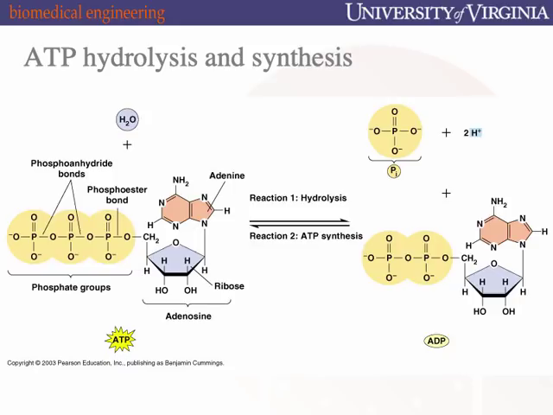ATP, adenosine triphosphate, is the fundamental energy currency of both prokaryotes and eukaryotes. All of the other nucleoside triphosphates can quickly be generated by exchange reactions based off of ATP. Let's remind ourselves of the structure: nitrogenous base, ribose sugar, three phosphates, alpha, beta, gamma, combined by these phosphodiester bonds.